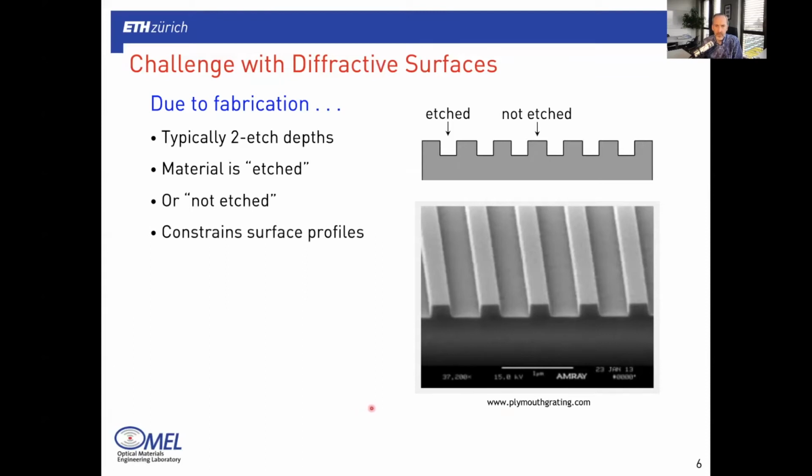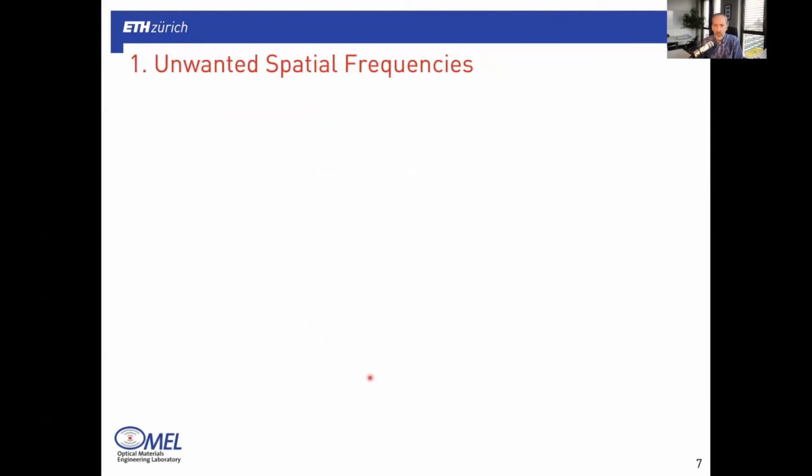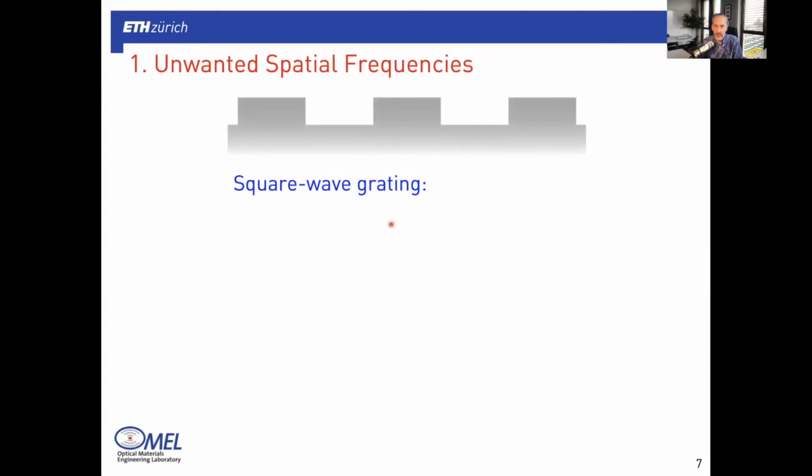And this, of course, will constrain the surface profiles that one can make. And this may seem trivial, but this actually is very limiting on what we can do with our diffractive surfaces. And in particular, it leads to 2 issues. First, you're going to have unwanted spatial frequencies in your interface. And I think this is clear by considering a square wave grating.